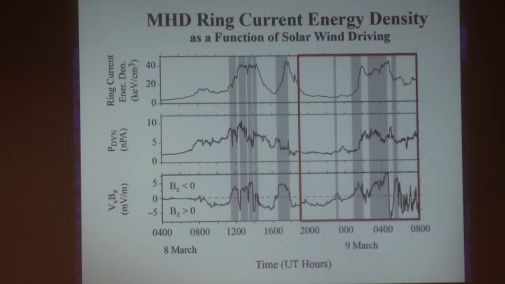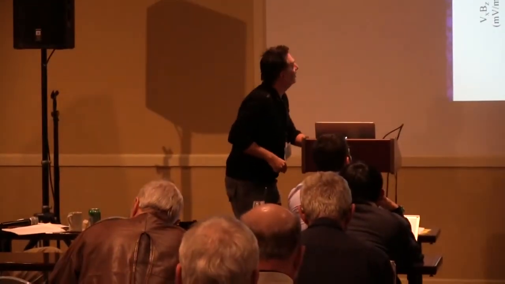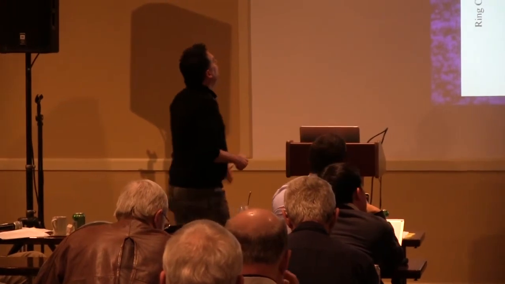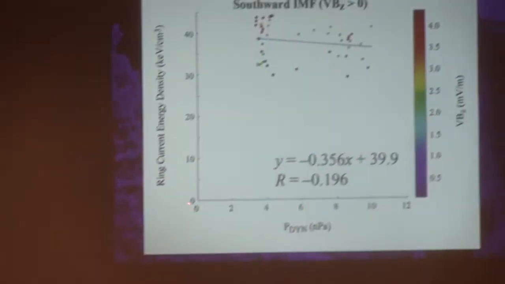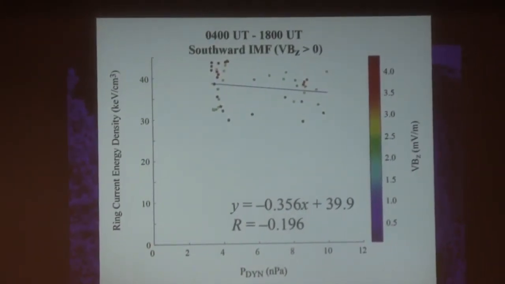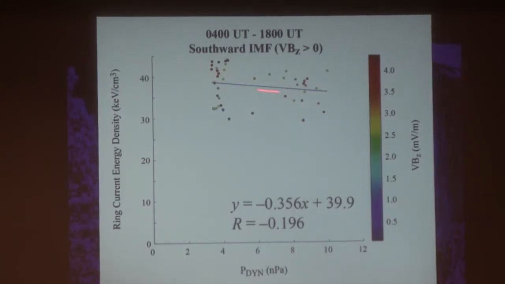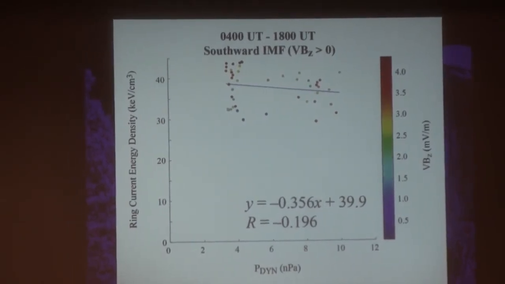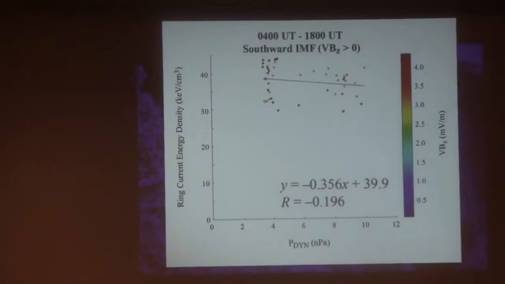We've thrown away any data where the IMF-BZ changed sign less than 30 minutes prior. And what I'm going to be showing you is the ring current energy density as a function of dynamic pressure for those 2 periods. This is all of the southward IMF periods in that initial CIR, and you can see that they're grouped at relatively high energy density, but there's really no correlation to them.